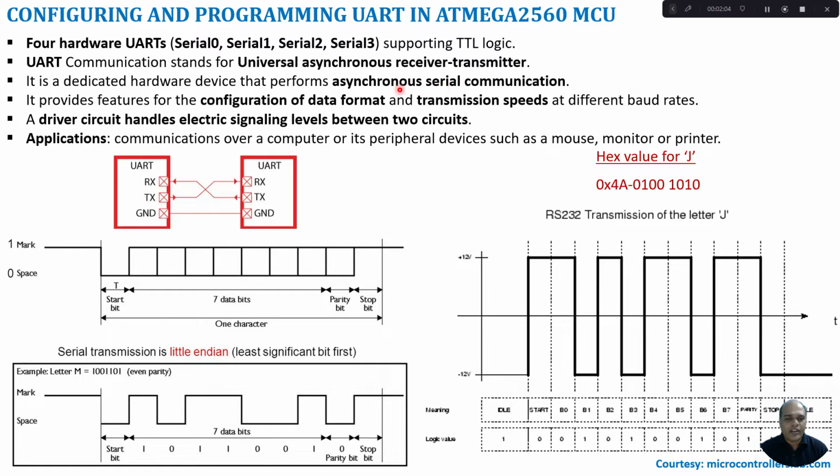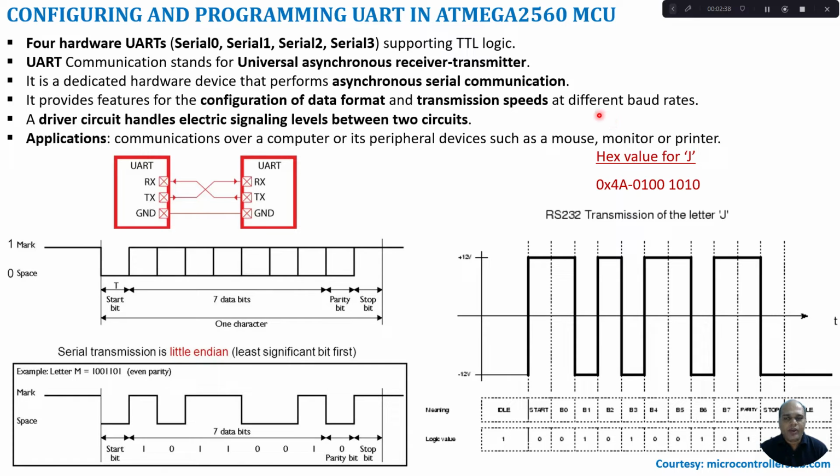It has dedicated hardware that performs this asynchronous serial communication. In UART we have an option of configuring the data format. The data which can be transmitted by the UART can be varied from 5 bits to 9 bits, so we can have a packet with different data sizes. The transmission speed also can be varied. The transmission speed is usually measured in terms of a baud rate. Baud rate is the number of bits transmitted per second.